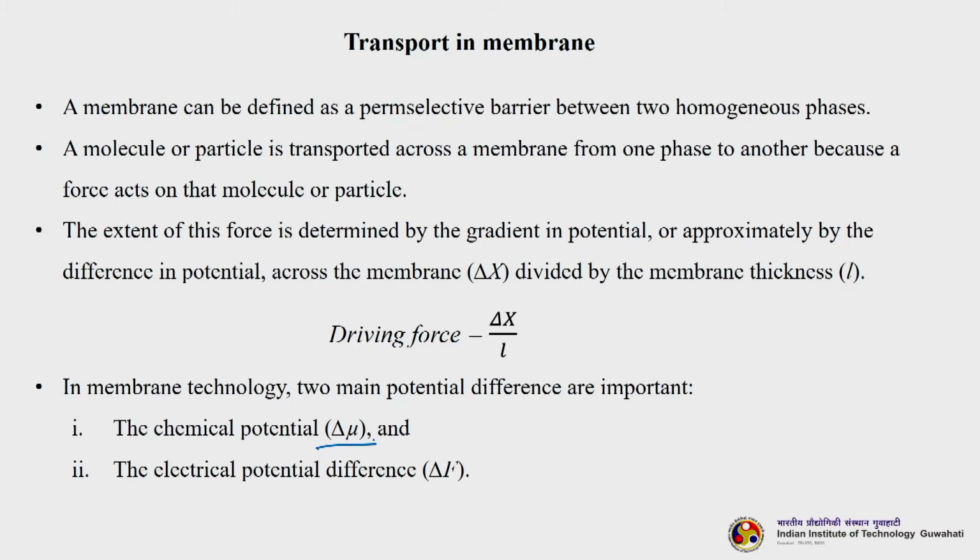It is quite understood that for a porous membrane, or even in a non-porous membrane, the thickness also plays an important role. The greater the thickness, the more will be the resistance to the flow. So, the driving force is given by the difference in potential divided by the thickness of the membrane. Usually we come across two different types of potential difference. One is the chemical potential difference, delta mu, which we have discussed in our earlier classes, and another is the electrical potential difference, delta F.